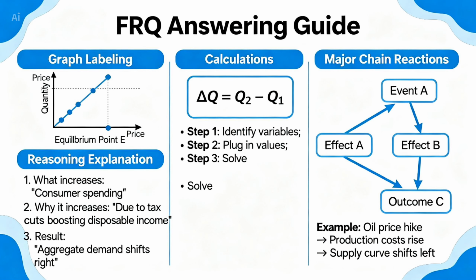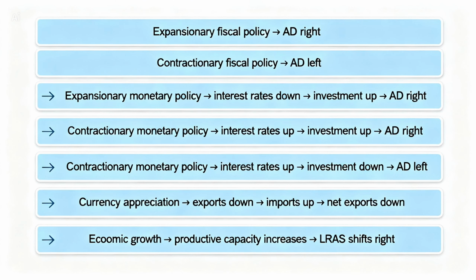And if you remember nothing else, remember the major chain reactions. Expansionary fiscal policy, aggregate demand right. Contractionary fiscal policy, aggregate demand left. Expansionary monetary policy, this leads to interest rates going down, investment going up, and the AD going right. Contractionary monetary policy, this leads to interest rates up, investments down, and the AD going to the left. Then currency appreciation leads to exports going down, imports going up, and the net exports going down. And finally, economic growth leads to productive capacity increasing and the long run aggregate supply shifting right.